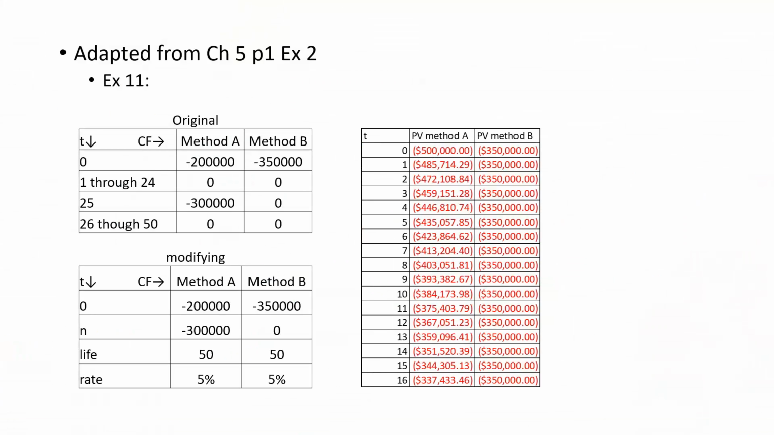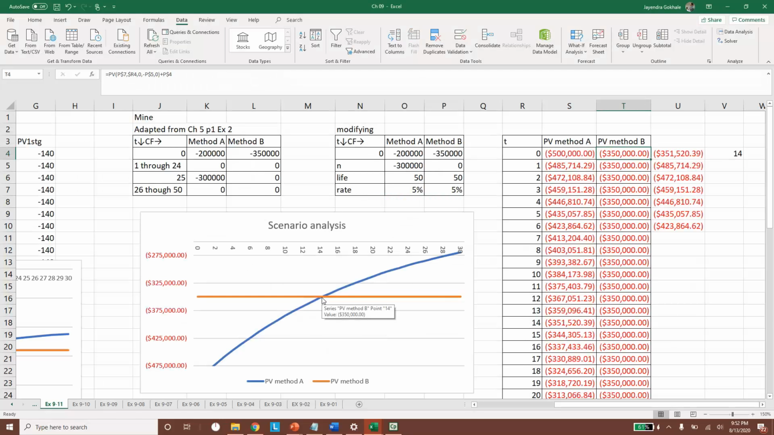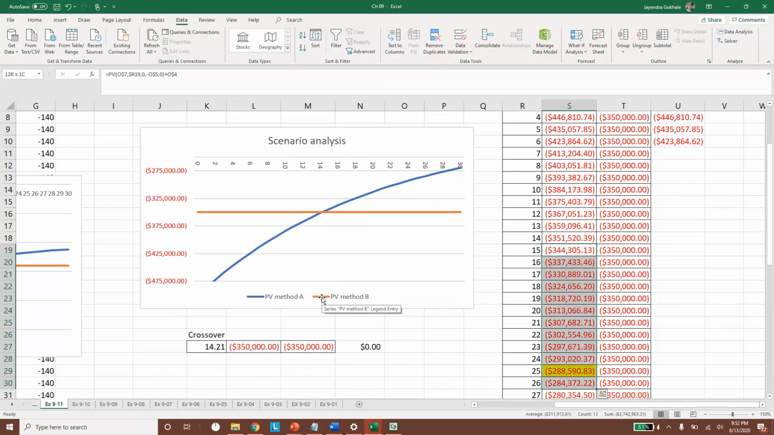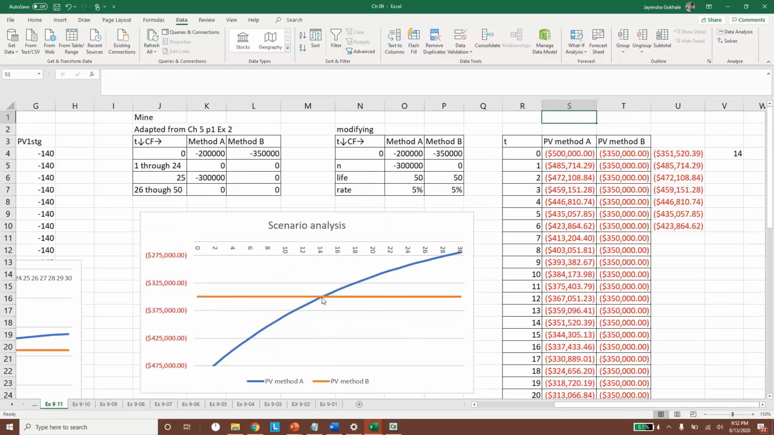Now, what we learned here was a great sensitivity analysis in which we could find out the threshold beyond which one method becomes better than the other. So if we install the second road beyond the 14.20 years, then method A actually has a lesser negative value than method B. And we actually found this answer 288,590 when we were solving for that chapter 5 part 1 example 2.